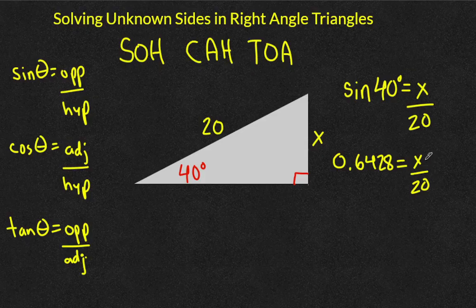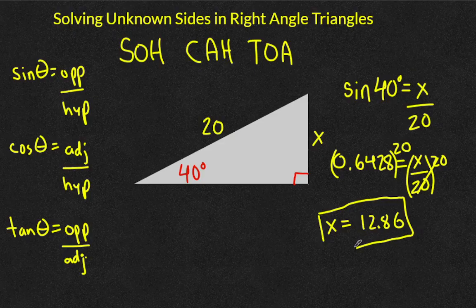In order to get this x, we're going to multiply both sides by 20. When we multiply both sides by 20, that's going to cancel the 20s over here, and it leaves us with x equals 12.86. And that's all there is to solving that. The biggest challenge was actually realizing that you needed to use the sine ratio to begin with. Let's go ahead and throw another one up here.